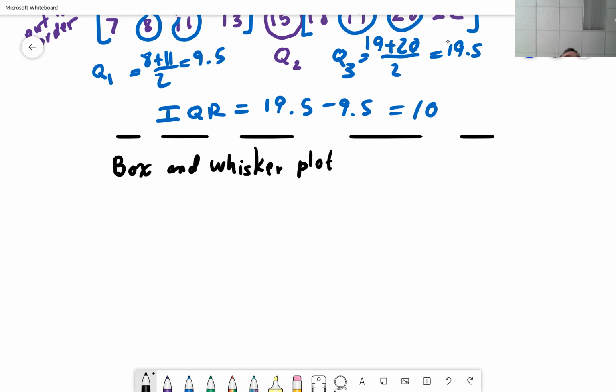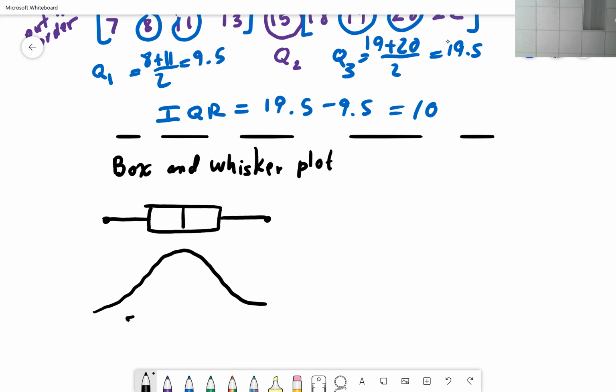So let's talk about this. When you get a box plot, it looks something like this. And I'll show you how to create one right now. So you might get something like that. And we would think something like this would be approximately symmetrical.